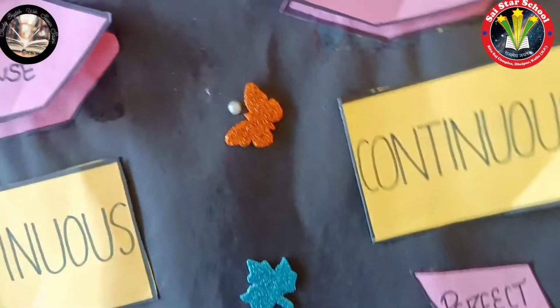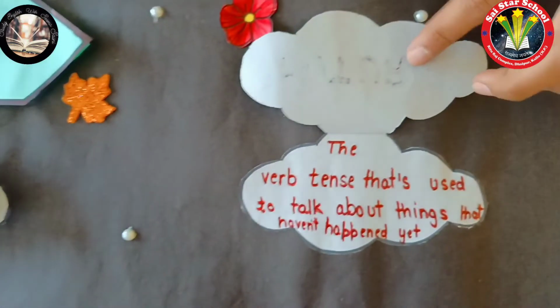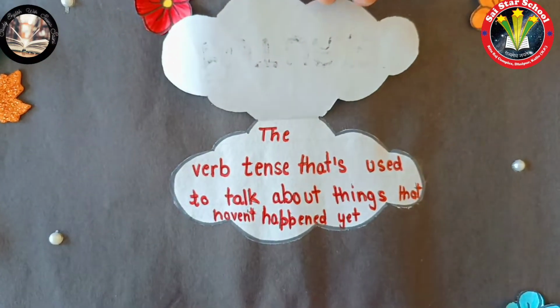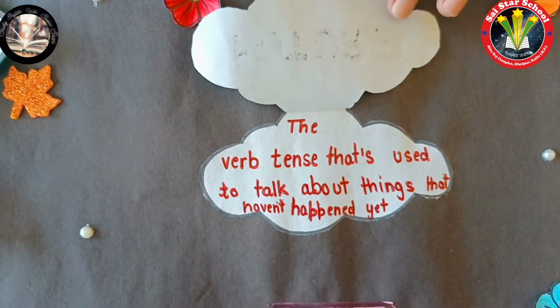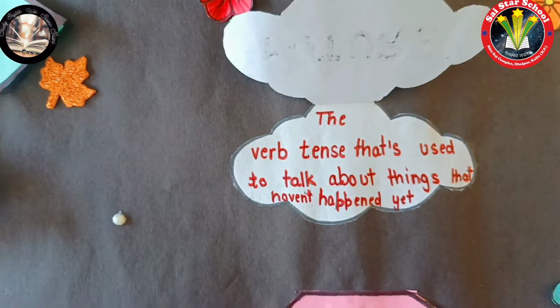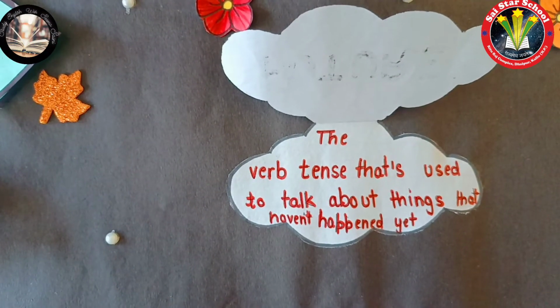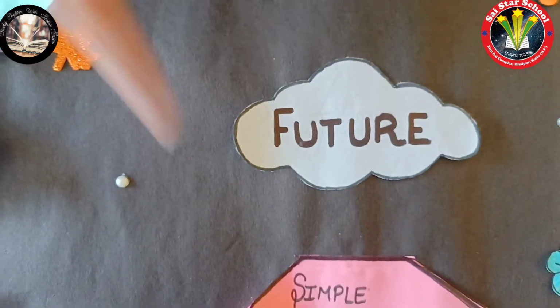So let's understand what is the future tense. It is the verb tense that is used to talk about things that haven't happened yet, meaning the things will happen in the future. We can say it in simple language.